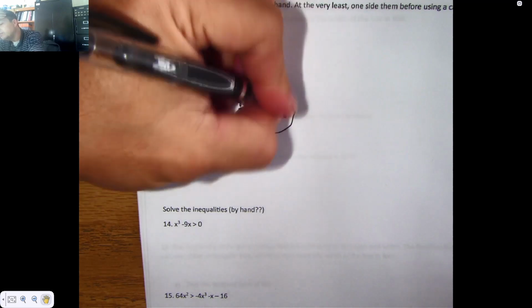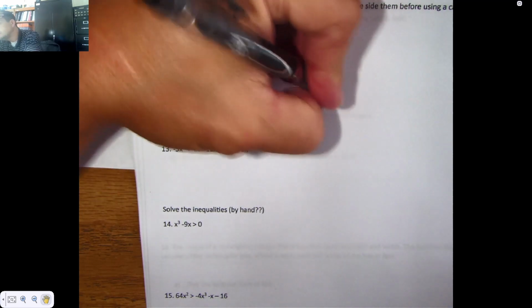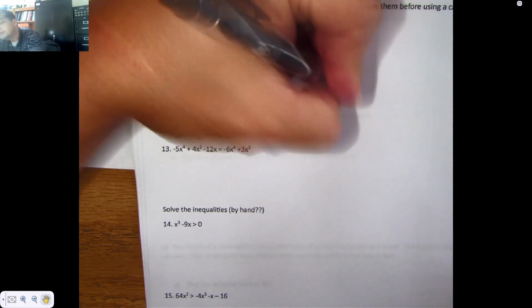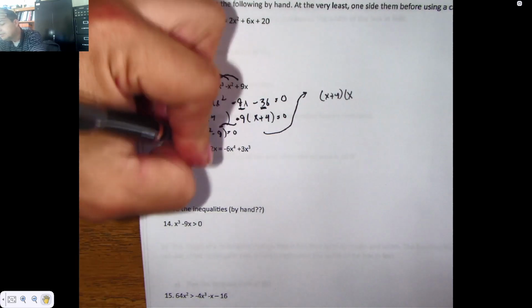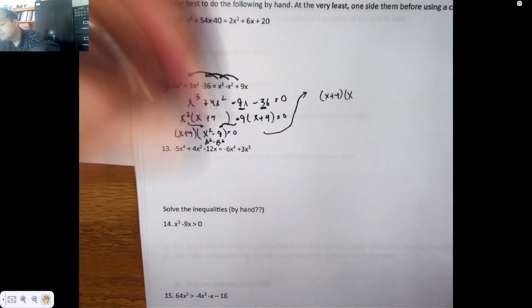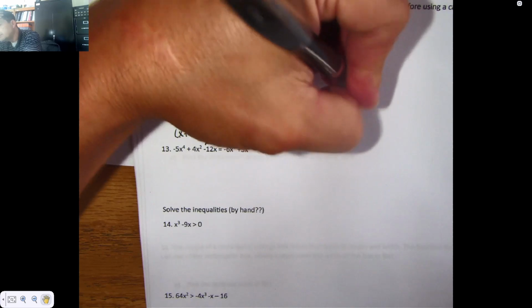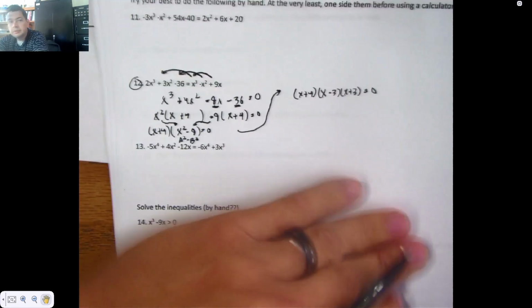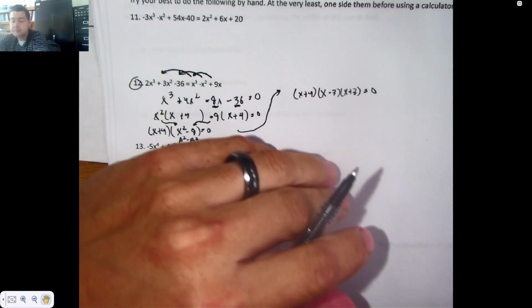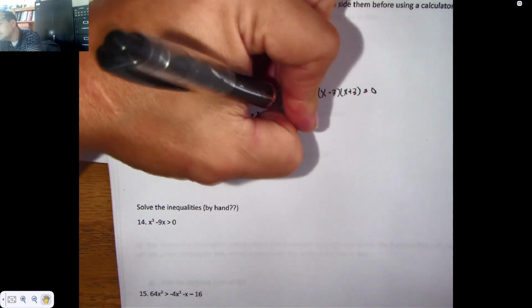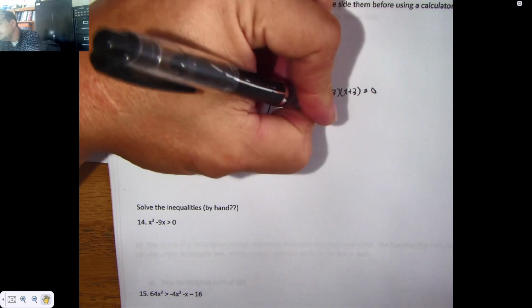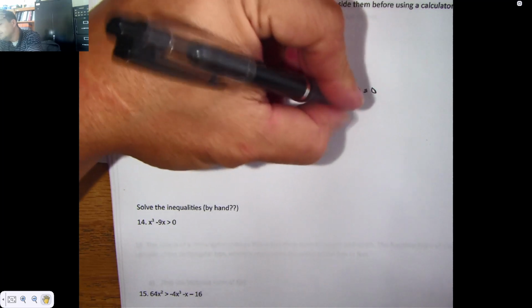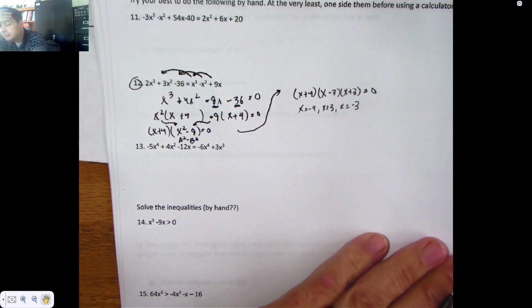And I can do a little more factoring. X squared minus 9 is that difference of two squares pattern that I've been preaching the last couple days. Factors is x minus 3 times x plus 3. So there's my three answers. There's three of them. X is negative 4, x is 3, or x is negative 3. That wasn't so bad. My guess is all of these factor nicely.